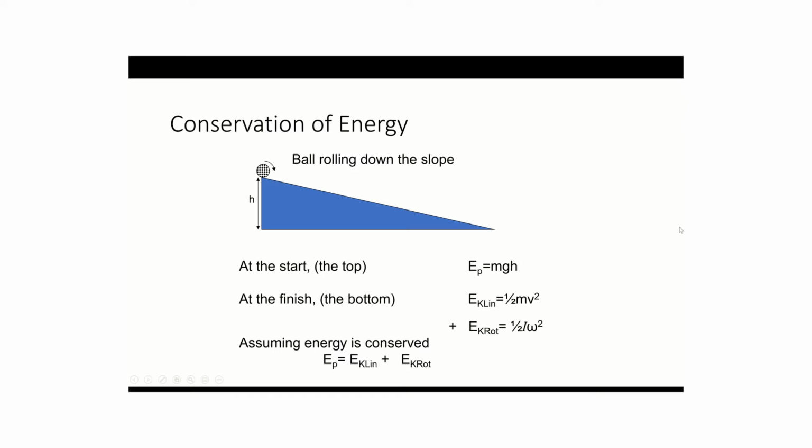If we look at the summary here, we look at the ball rolling down the slope again, and the equations that I mentioned on the previous slide. The other thing we need to remember is that v equals r omega. So there's a direct link between the omega and the v in the two equations.